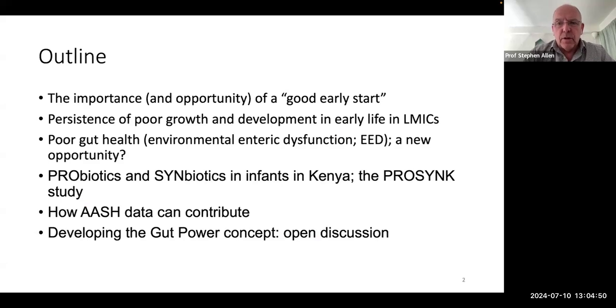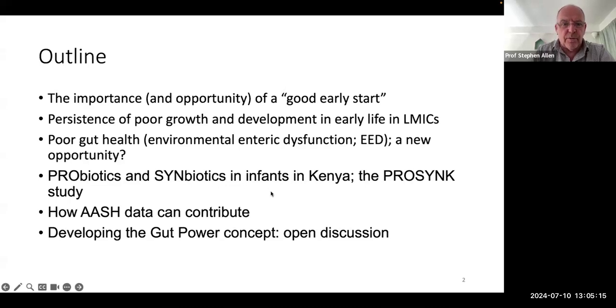So very briefly, I'm going to start with a general good early start in life and the importance of that. And then, as everybody on this call, I'm sure, is familiar, the persistence of poor growth and development in early life in poorer countries. And then how poor gut health, really captured as this term environmental enteric dysfunction, contributes to that and how it might provide us with a new opportunity.